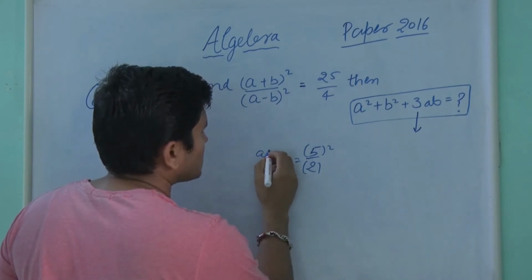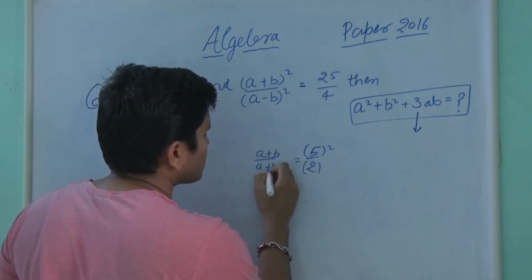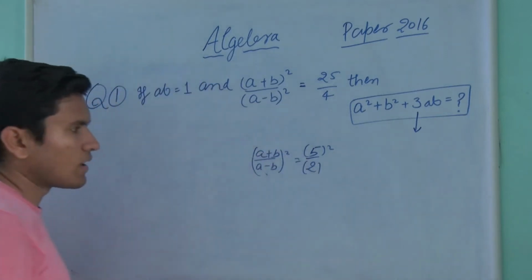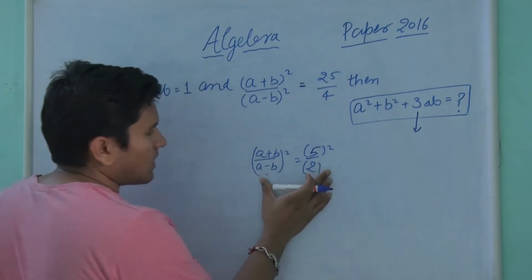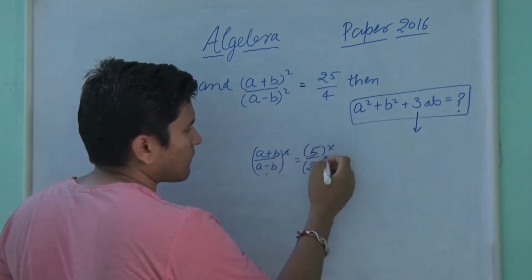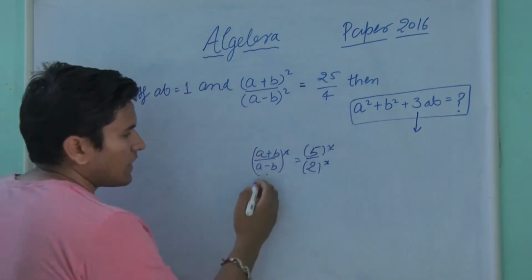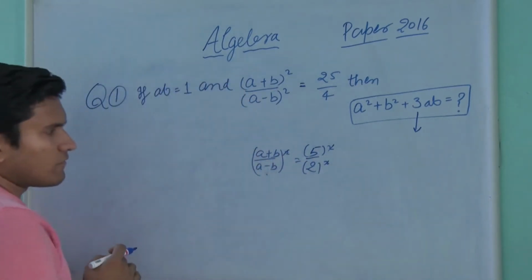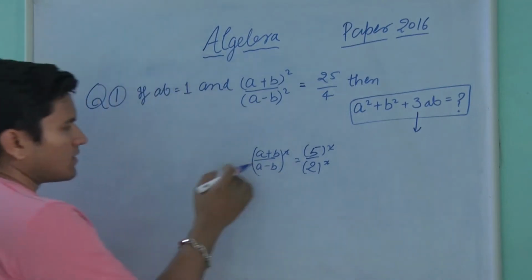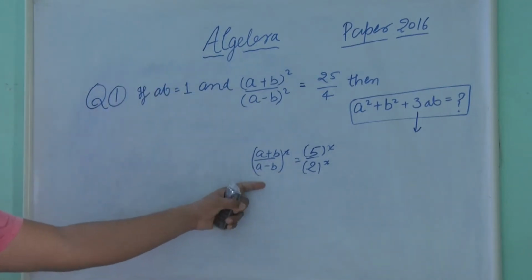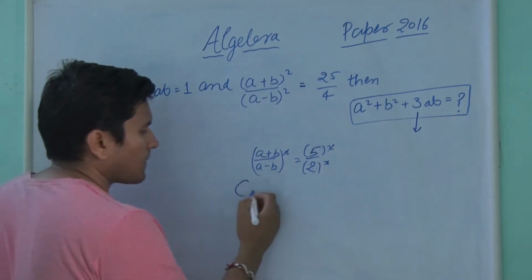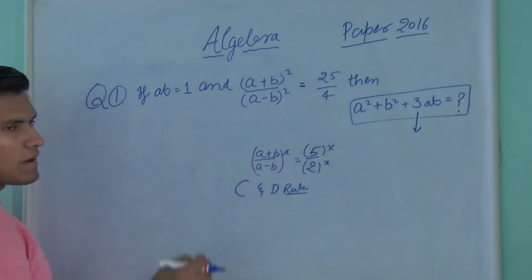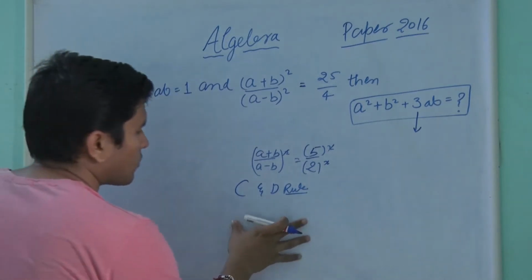And here on the LHS we have a minus b and a plus b to the power whole square. With this you can cut out the square from this side. So we have (a plus b) upon (a minus b) equals 5 upon 2. This situation is similar to the C and D rule, so you just have to apply the C and D rule. I hope you all know about the C and D rule.